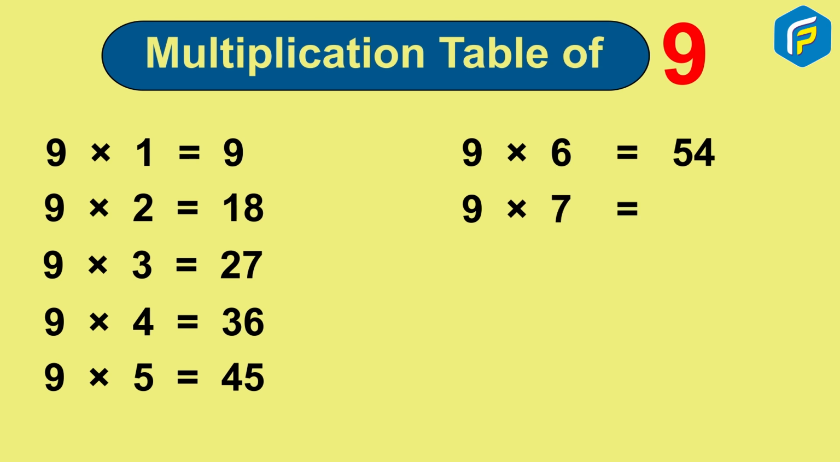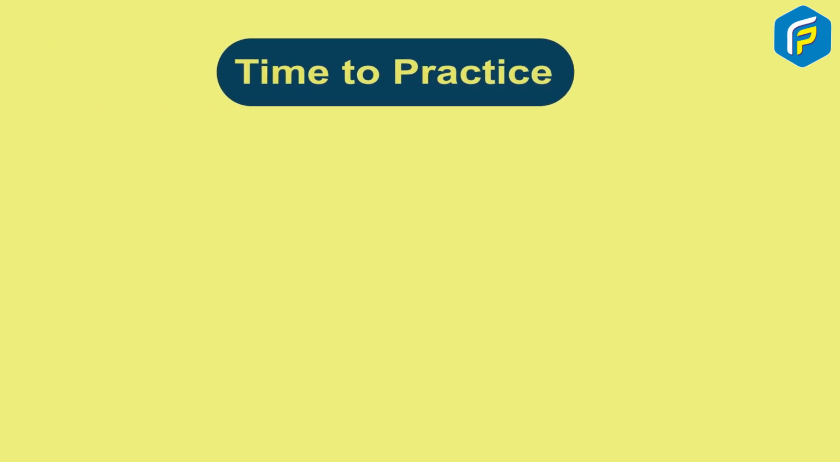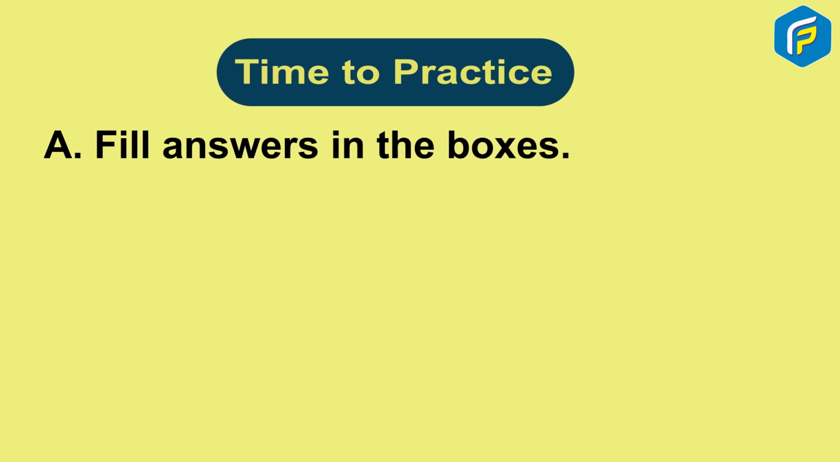9 into 7 is equals to 63. 9 into 8 is equals to 72. 9 into 9 is equals to 81. 9 into 10 is equals to 90. Time to practice. Fill answers in the boxes.